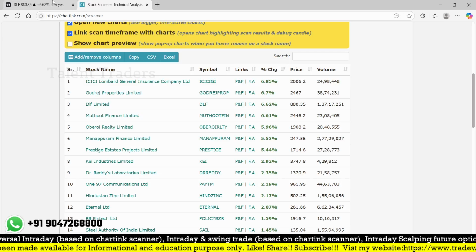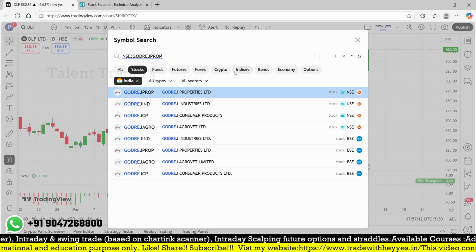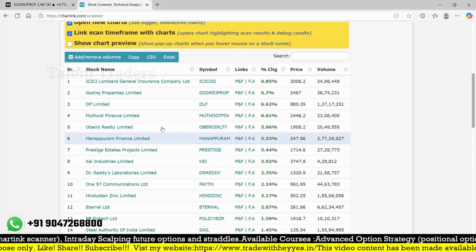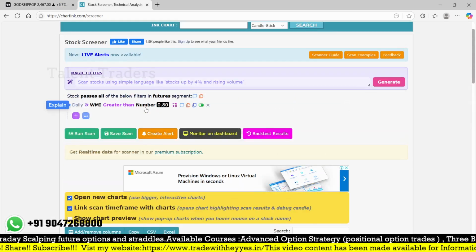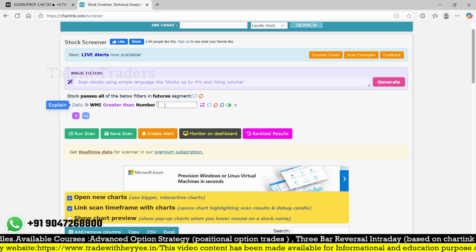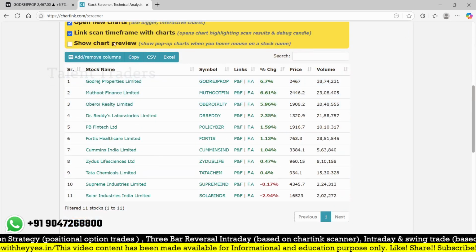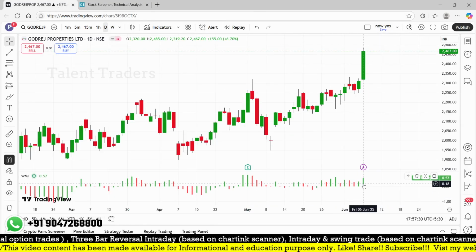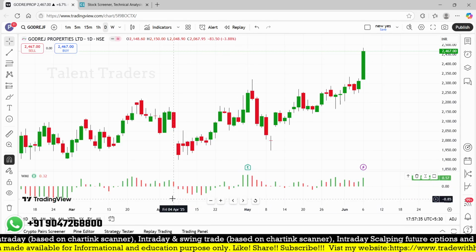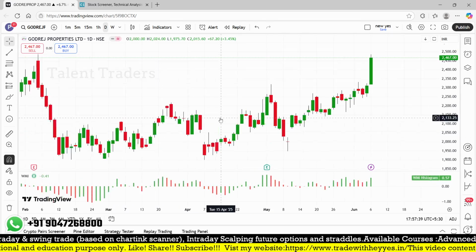And Godrej Properties, if you check the value, it is almost 57, but why is it showing 80? It may be a percentage. Let me go with 1 point. Godrej Properties has 1.02, and we need to check it. According to the previous day's level, if it is breached, that is also possibly something we can try for a scanner.